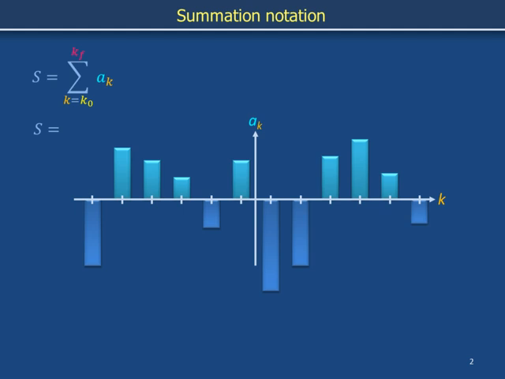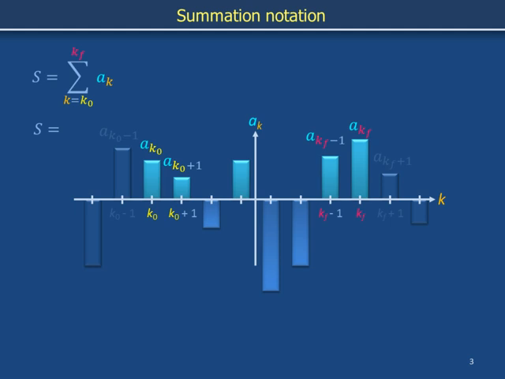This cartoon illustrates both positive and negative a_k's. The starting value of k, meaning k0, corresponds to a sub k0. And the final value of k, meaning kf, corresponds to a sub kf. Values of a_k for k less than k0 or greater than kf are excluded from the sum.